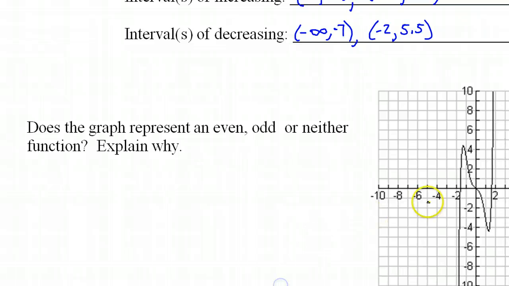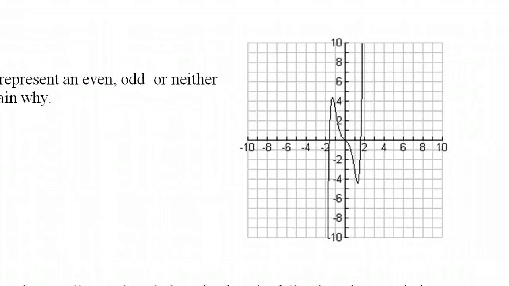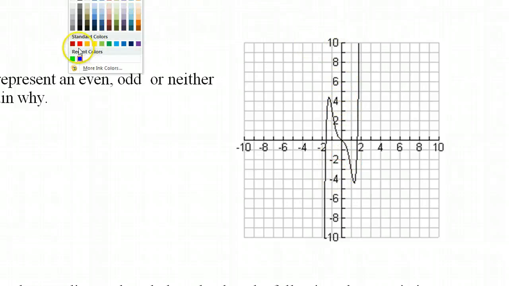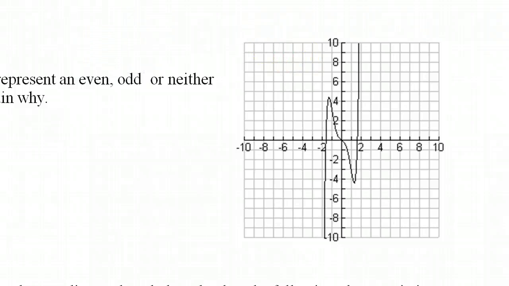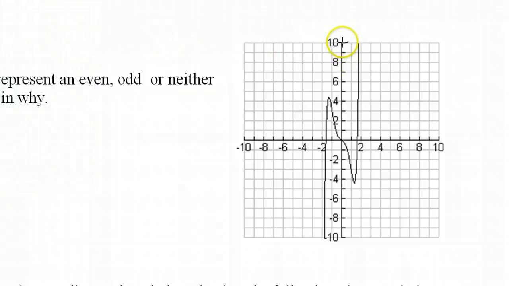Okay. Does this graph represent an even, odd, or neither function? Explain why. Well, it will be an even function if it is symmetric around the y-axis. In other words, if I were to look at the y-axis, does it form a line of symmetry? And I'm going to say no to that.